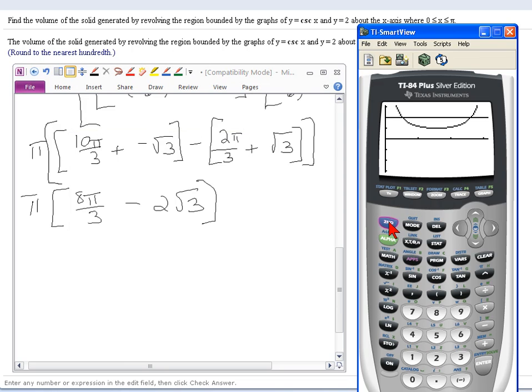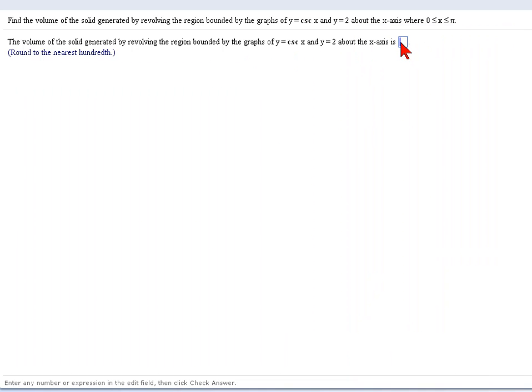But anyway, you'll do second, okay, let me quit. So it's going to be second pi times 8 pi divided by 3 minus 2 times the square root of 3. And let's see, enter, so it's 15.44.